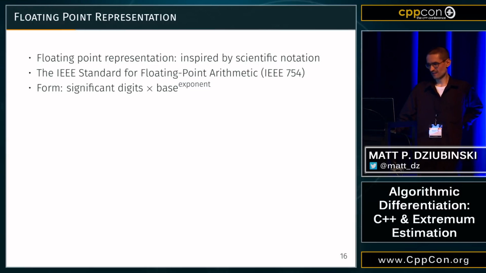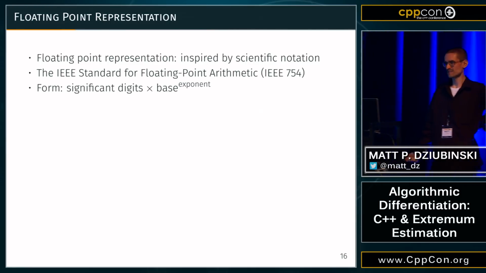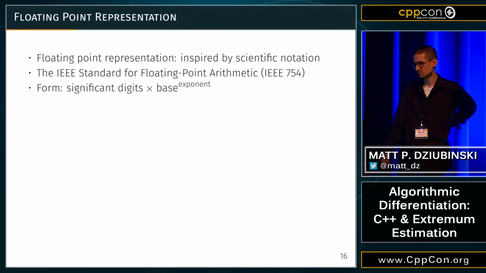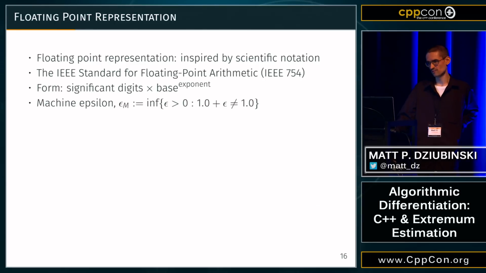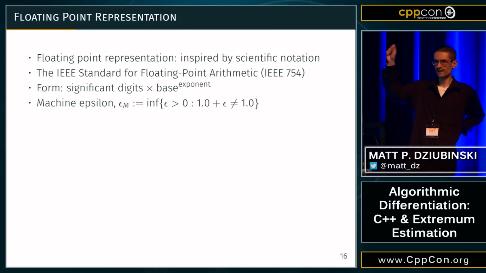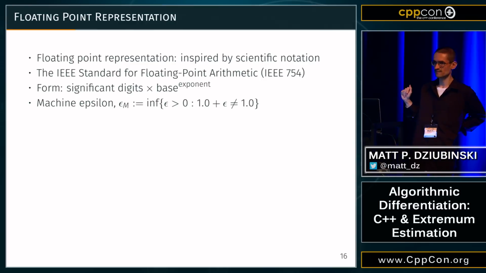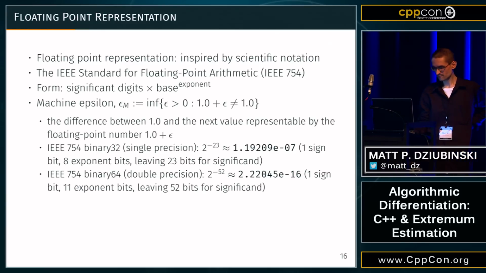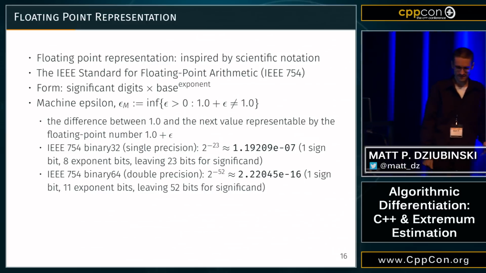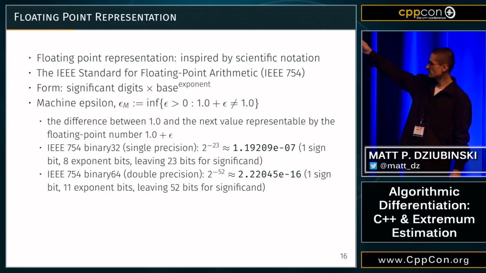Now, the representation and the reason for floating point numbers: this is not a C++ standard, but most hardware follows the IEEE 754 standard. It's relatively similar to scientific notation. If you have ever seen something like 5 times 10 raised to the power 4, that's pretty much similar to how floating point numbers are stored, except that we have 2 raised to some other power. And the bottom line is that we basically have 2 main types, float, single precision, and double precision.